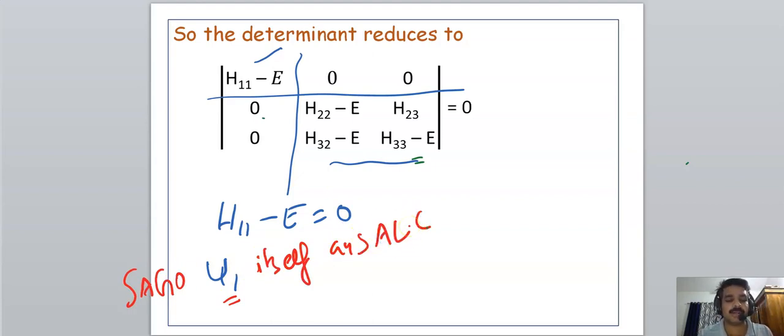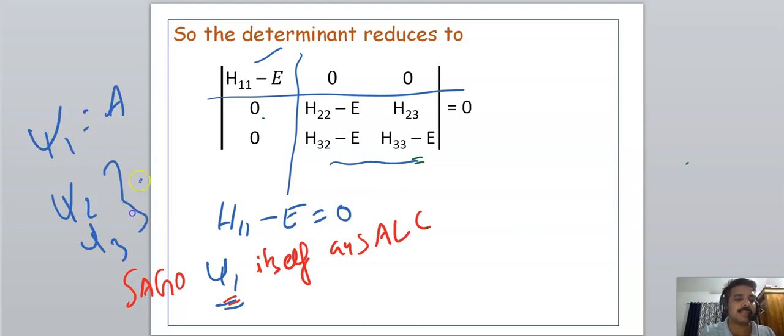Okay, clear. I have already told you, if a SAGO interacts with other orbitals, then we have to consider the linear combination as the SALC. If a wave function or SAGO does not interact with other SAGOs, then that itself is an SALC. Therefore, psi 1 itself is an SALC because it does not interact with psi 2 and psi 3. Psi 1 has a symmetry of A, while psi 2 and psi 3 have a symmetry of E. So they do not interact. Therefore, psi 1 itself is an SALC.